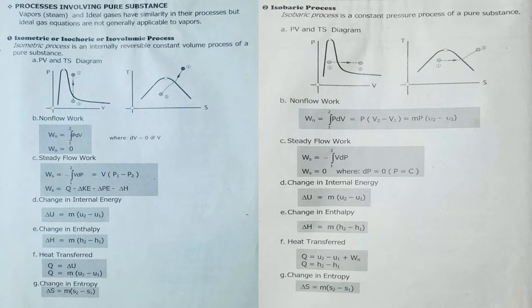Change in internal energy mo, change, M quantity U2 minus U1. Okay? Change in specific internal energy, specific internal energy 2 minus specific internal energy 1. Change in enthalpy mo, we have enthalpy 2 minus enthalpy 1 multiplied by your mass. Heat transfer mo is equal to change in internal energy, or Q is equal to M quantity U2 minus U1. Change in entropy mo is equal to mass times change in entropy.